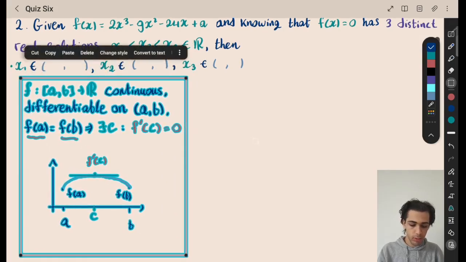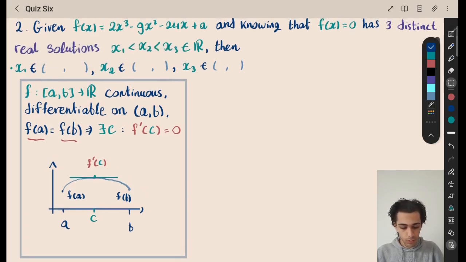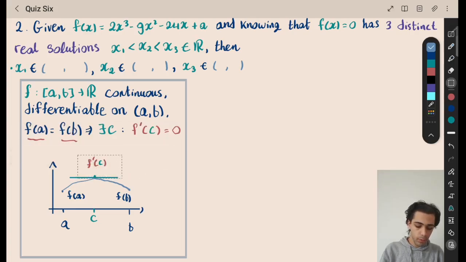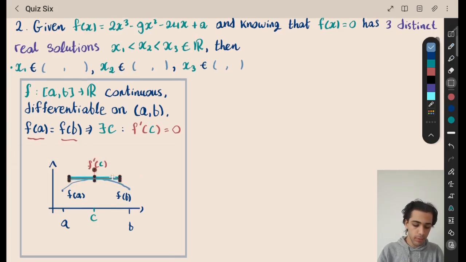So this is the statement. And what Rolle's theorem is telling us basically is that if your function is continuous, so you can draw it like I did here without lifting the pen, and you have 2 points at which they are equal. So A and B are points at which the function is equal, so it has the same height. F of A is equal to f of B. Then there is a point C at which the derivative is equal to 0.